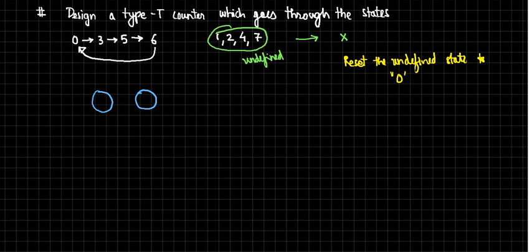0, 0, 0, 0, 1, 1, 1, 0, 1, 1, 1, 0. So the state diagram should be something like this.